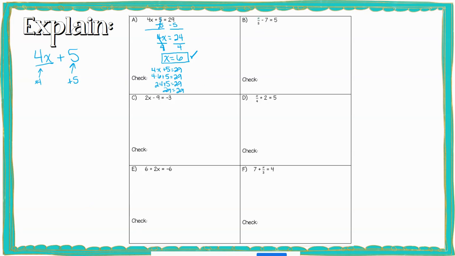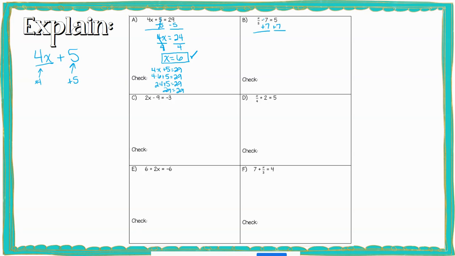B says x over 5 minus 7 equals 5. Well, I need to get x by itself, and I notice that x is being divided by 5 and subtracted by 7. So I know that I need to get rid of adding or subtracting first, which means I need to get rid of my subtracting 7. The inverse of subtracting 7 is adding 7. So I am going to add 7 to both sides of this equation.